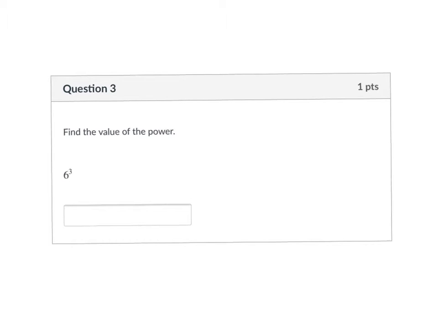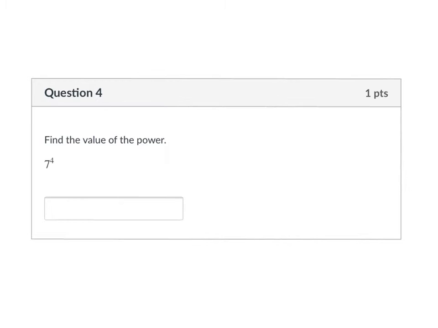Find the value of the power. 6 to the 3rd power means 6 times 6 times 6. So 6 times 6 is 36, and then we multiply that by 6, and we get 216.